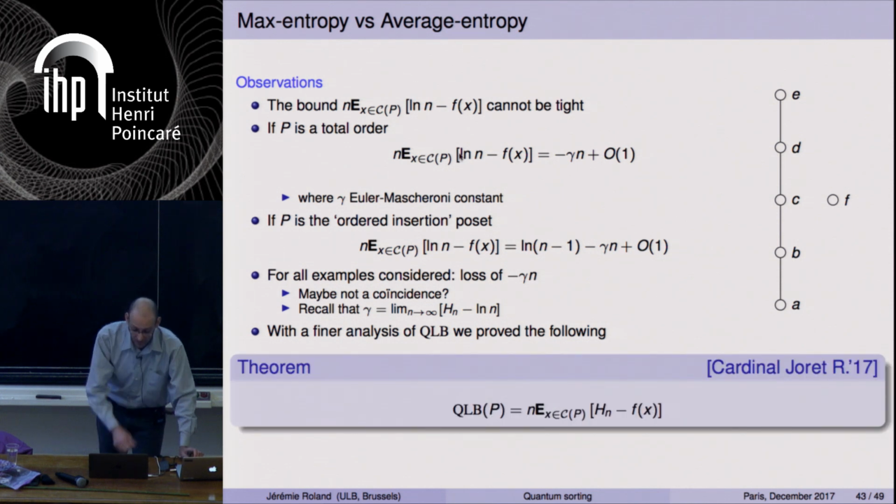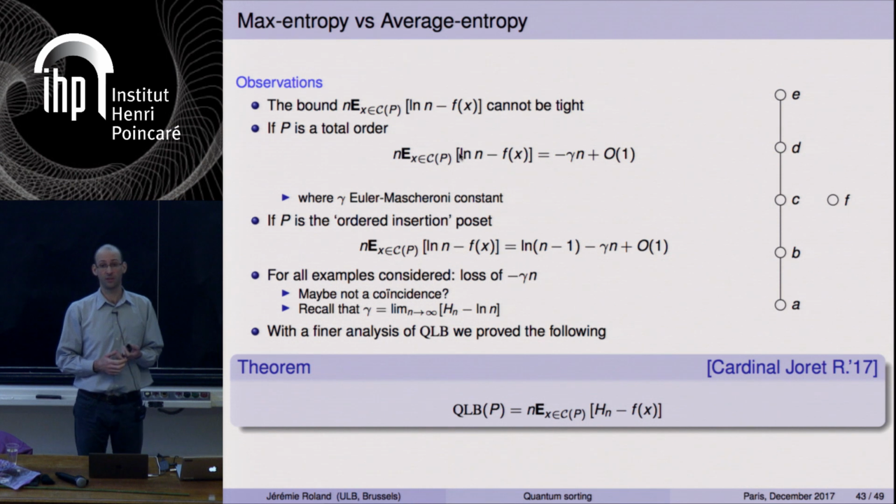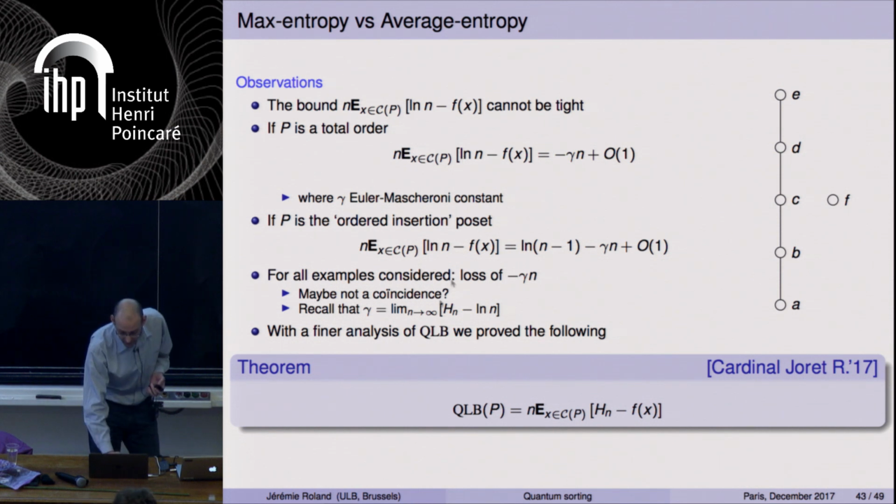And actually, by making a final analysis of Yao's lower bound, we could prove that his bound is exactly the same thing as what he proved before, but by replacing the logarithm by the harmonic number. Okay? And when we get this quantity, we don't have this loss here. And it seems like it might work.